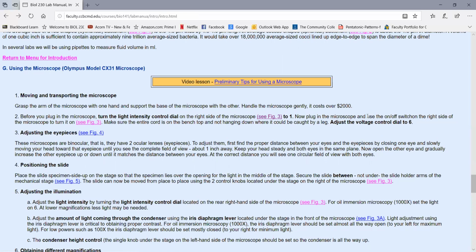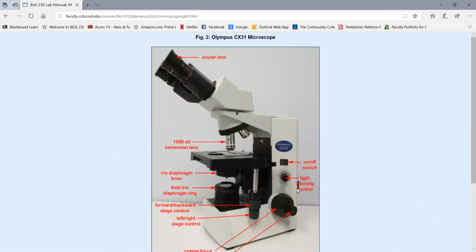Once it's plugged in, then use the on-off switch on the right side to turn the microscope on. So here's the on-off switch. When the O is pressed in, that's off. And when you push the single line in, that's on. At that point, there'll be a faint glow coming from the microscope, but you won't see anything necessarily through the eyepieces because the light's turned almost all the way down.